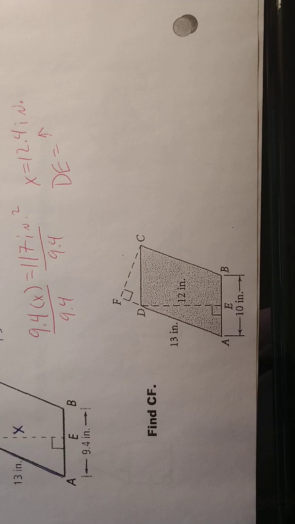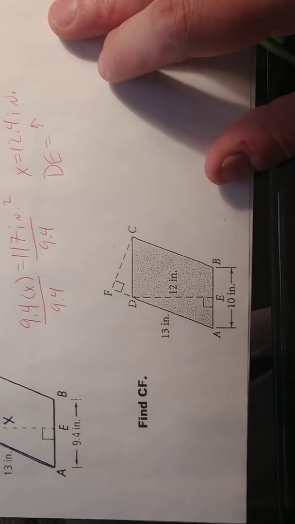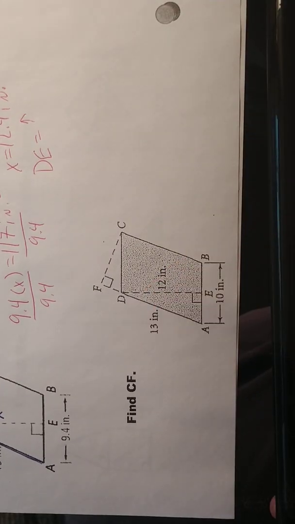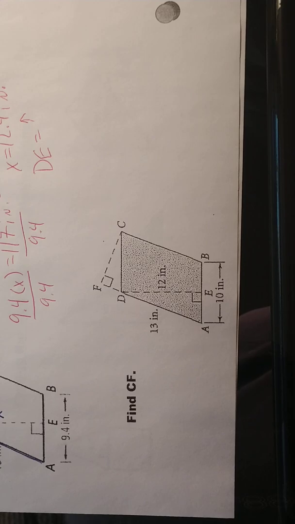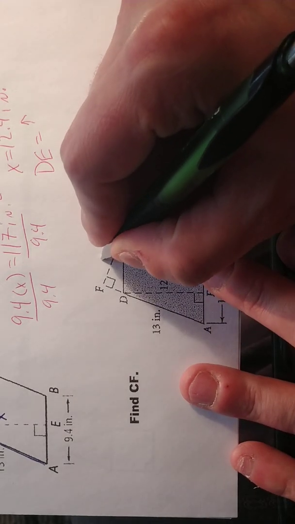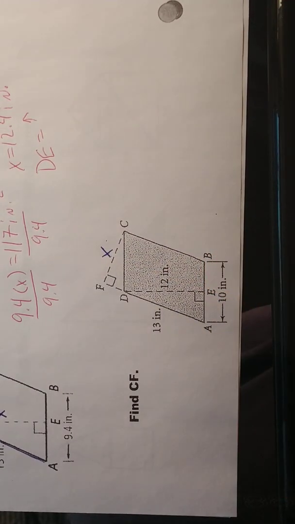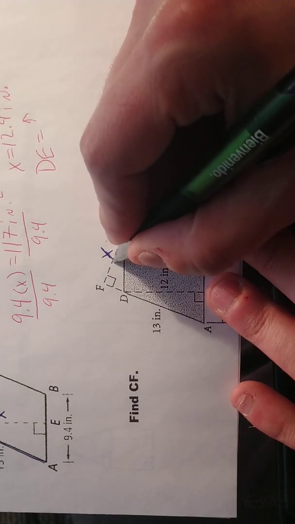Alright, so hopefully you tried that one on your own. So if we're looking at this, it's the same kind of deal that we have upstairs over here, except this time we're looking for CF. So we're looking for that variable right there. Okay?